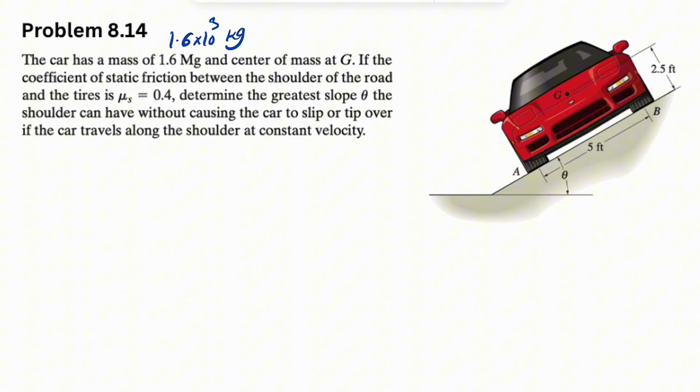So we have the friction. We need to determine the greatest slope theta, which is the angle right here, that the shoulder can have without causing the car to slip or tip over. Knowing that the car travels along the shoulder at constant velocity, so velocity is constant, which means the acceleration is 0. So we have two different conditions in here.